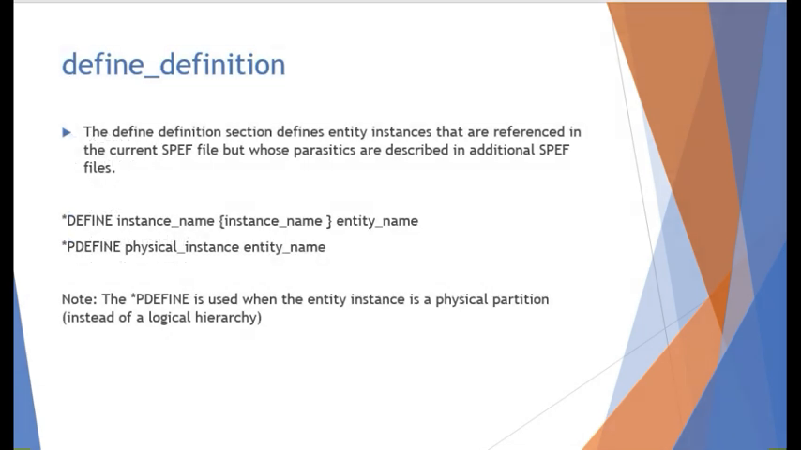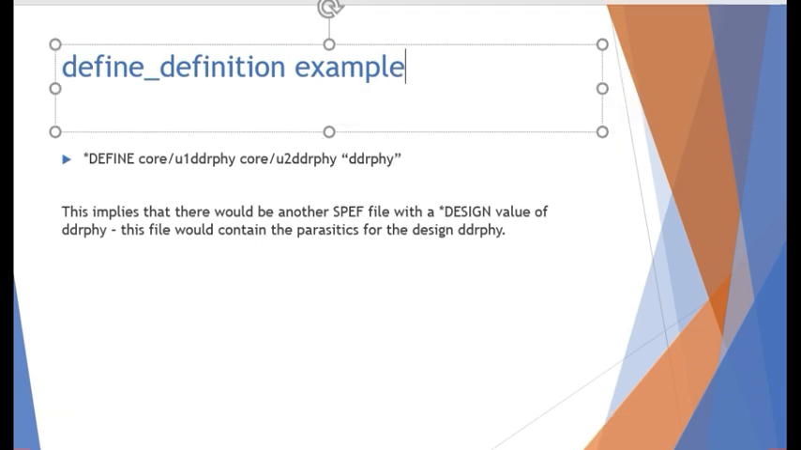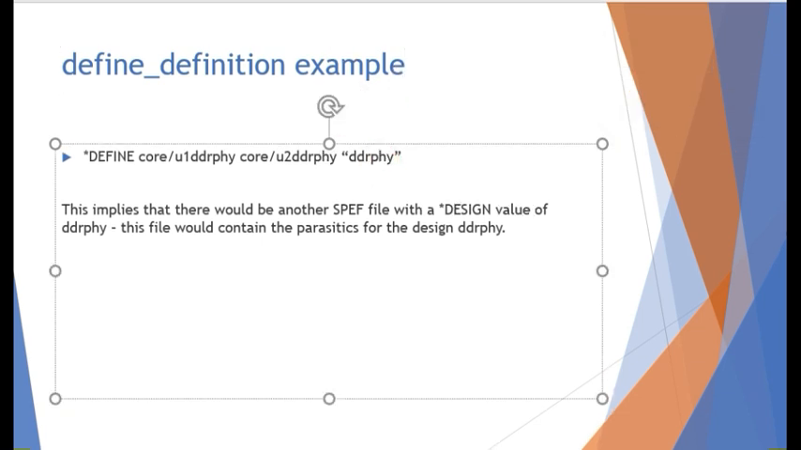Now the next section is the defined definition section. It defines the instances that are referenced in the current SPEF but whose parasitics are described in another SPEF. So for example, let's say there is this design and whose hierarchy is this. So this particular design is referenced in your current design, but for example, let's say there's a macro. If that particular macro is referenced in your current design, its parasitics will be defined in another SPEF file. Similarly, here this is referenced in your current design, but its parasitics will be defined in another SPEF file.